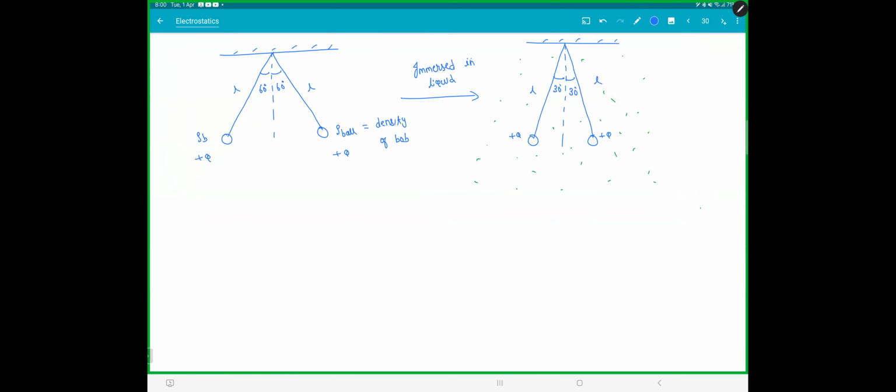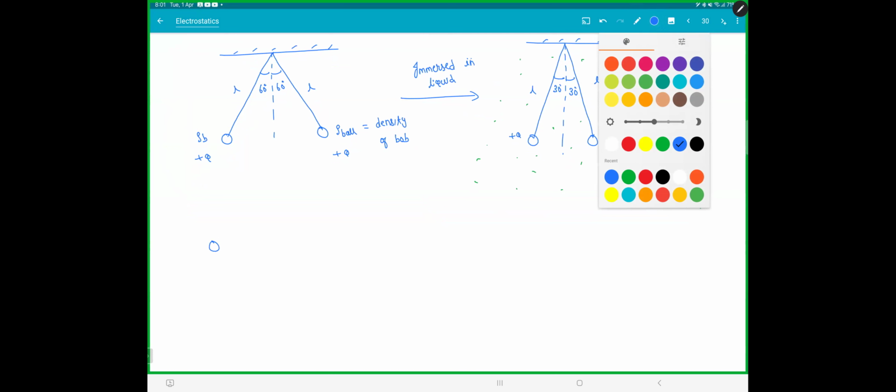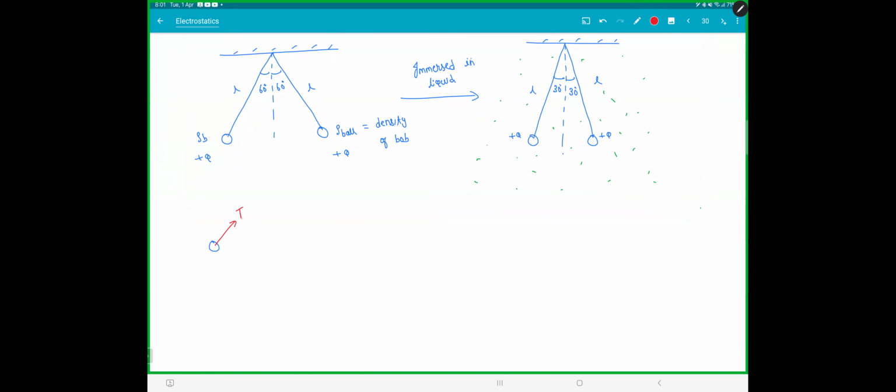Start with the free body diagram. Look at this. If I take this, what are the forces acting on this? We have tension, we have mg. mg is nothing but density of the ball times volume of the body times g. And we have the repulsion force here, which is kq² by r².